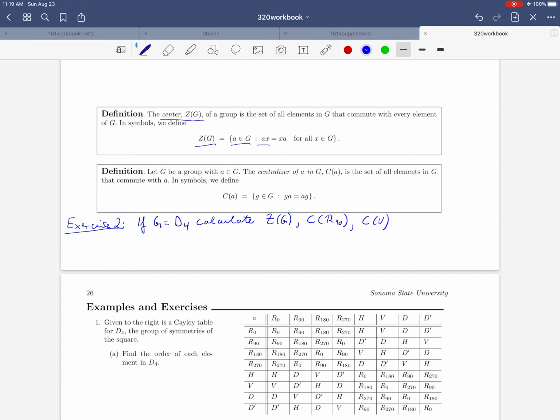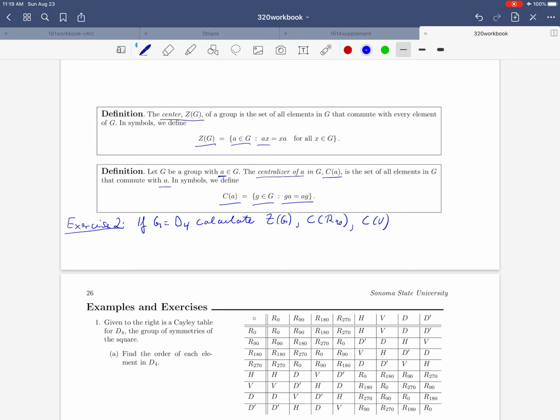The second definition sounds very similar, but it is a centralizer of an element of a group. So we have to pick an element A first, and then the centralizer of this element A, denoted by C of A, is a set of all elements in G that commute just with that one element A. So in symbols, C of A is all elements G in G such that GA is equal to AG.